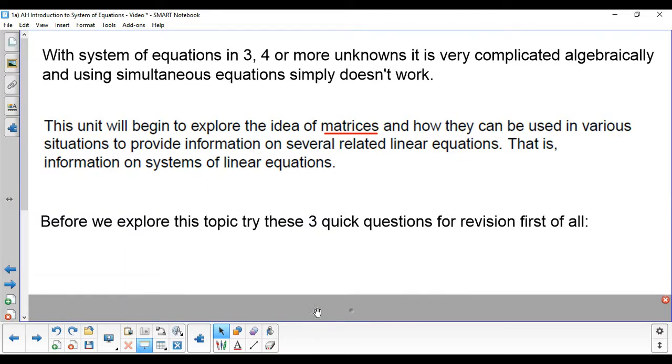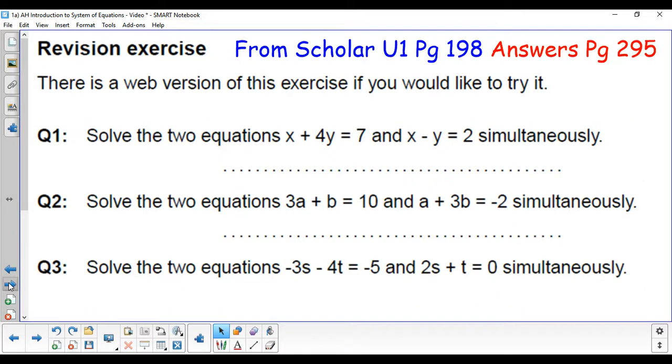Before we start the topic, just as a little recap then, can you please try these 3 quick questions just to make sure you've got the idea about what you do with simultaneous equations. Of course, you can use substitution or graphical method, but I would recommend you just go straight for elimination. Okay, these are from page 198 in the Scholar Unit 1 textbook, but you can just take them from here. They'll be on the PDF, but to check your answers, go to the Scholar Unit 1 and 295 where your answers are, and then we'll start the actual topic.